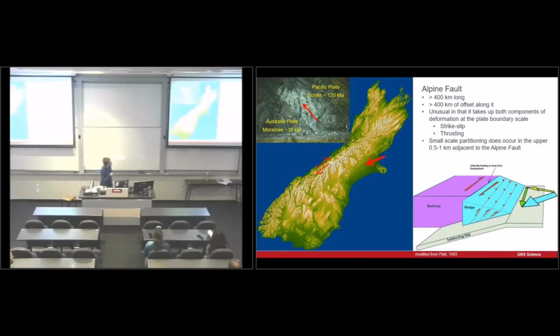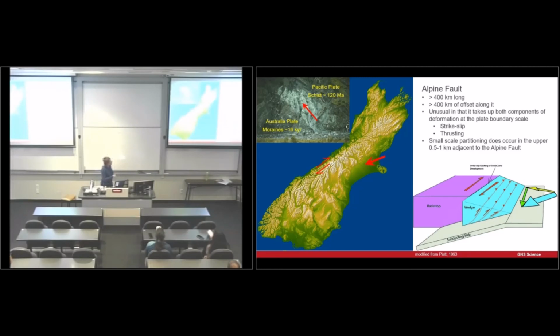So the Alpine Fault, which we've kind of met already, but here it is. This is the long fault along the western side of the Southern Alps, which is the plate boundary between Pacific and Australia. It's had a lot of strike slip offset along it, greater than 400 kilometres, and significant convergence as well. So the rocks that are exposed at the surface here have been buried to depths of, I don't know, 25, 30 kilometres.